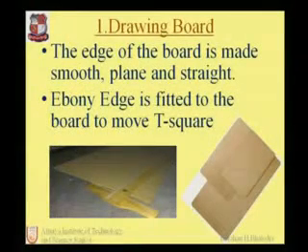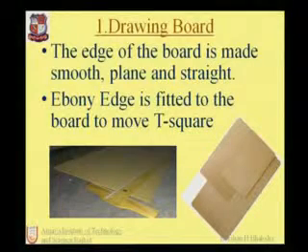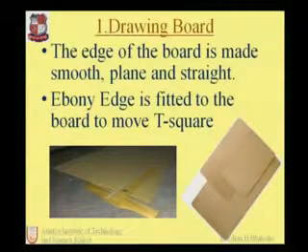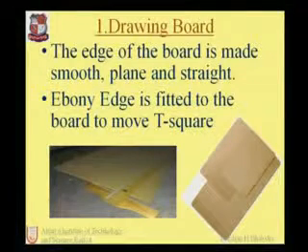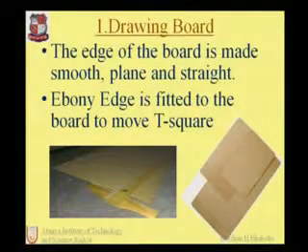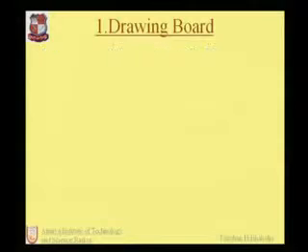Okay, now we will move to the first one, that is the drawing board. Now what is the meaning of drawing board? The drawing board is a basic instrument by which we can draw on the sheet, means a sheet of many sizes that we will study later on. The drawing board is made up of teak wood or any material which is a wooden base. Its surface is smooth, and on the left hand side the ebony edge is fitted, which is used to move the T-square on the drawing board.